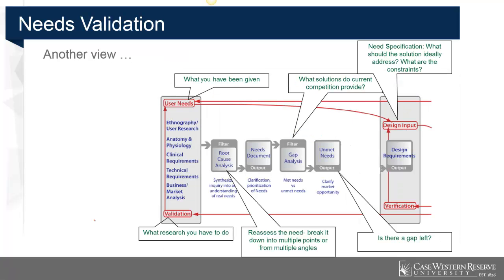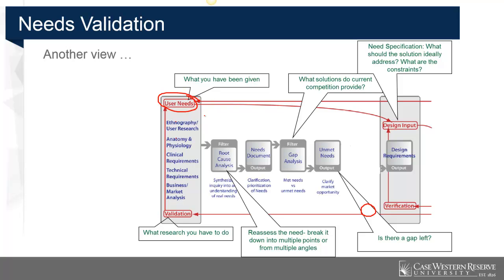Here's another view. Let's take the user needs. Again, remember, you can imagine the FDA waterfall process. Remember, the upper left-hand corner was the user need. On the bottom right-hand side was the, as you recall, the device. But let's take a little different view here. And remember these techniques we talked about: the anatomy and physiology, the business and market analysis.